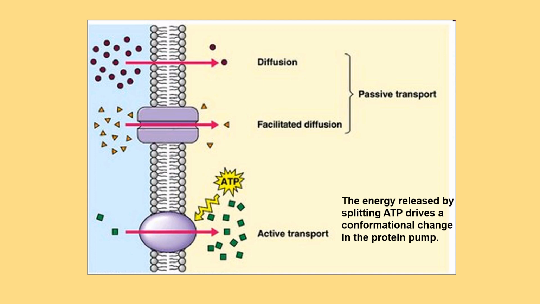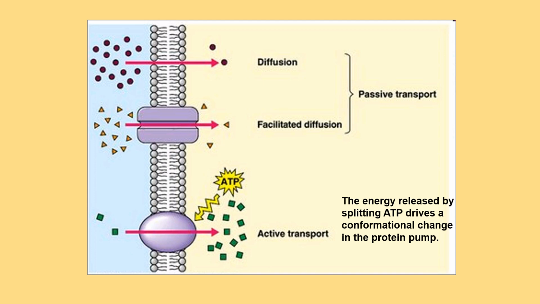Notice two things. Number one, it's moving a substance uphill or against its concentration gradient. It's moving a substance from an area of low concentration to an area of high concentration. And here, obviously, we're talking about the green squares. So pumps move things uphill or against their concentration gradient. And also notice that a molecule of ATP is required in order for this pump to work.